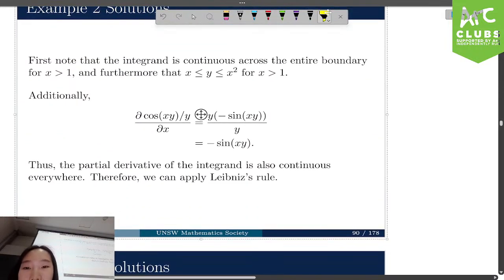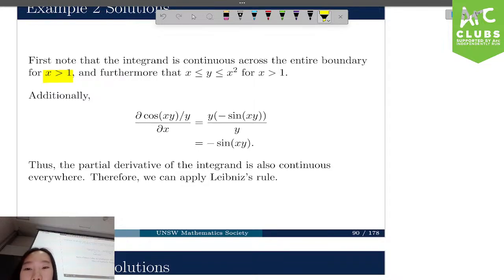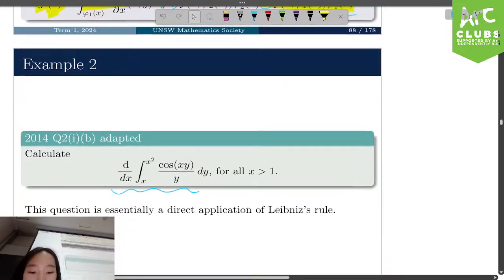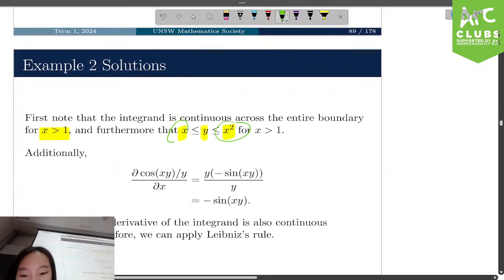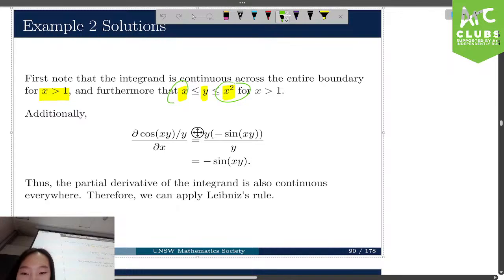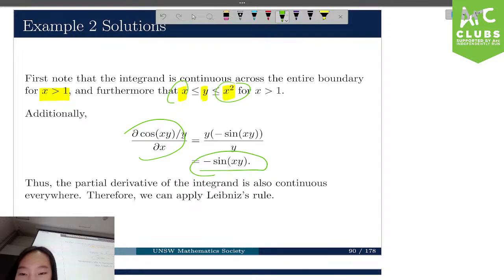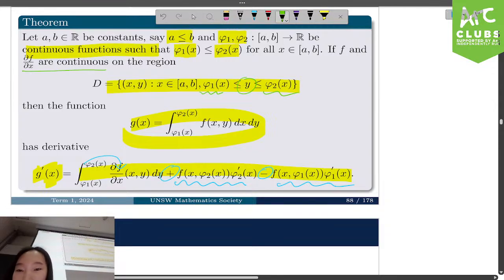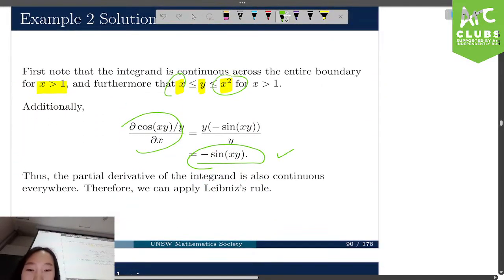So first note, our integrand is continuous across the entire boundary for x greater than 1. Furthermore, the y here is bounded by phi 1 and phi 2, which are x and x squared. Additionally, we have the partial derivative of f with respect to x over here. So that satisfies the conditions. Our partials are continuous on the region.